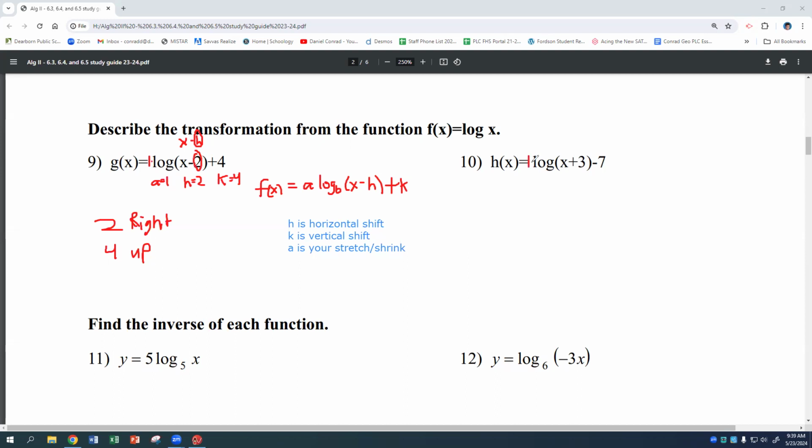Right, over here, again, a is 1. Okay, h is going to be negative 3 because, again, the formula is x minus h. So x plus 3 is really x minus negative 3. Right, that's what x plus 3 is. It's x minus negative 3. So negative 3 is h, and then k is negative 7. So no stretch or shrink. We're going left 3 and then down 7.